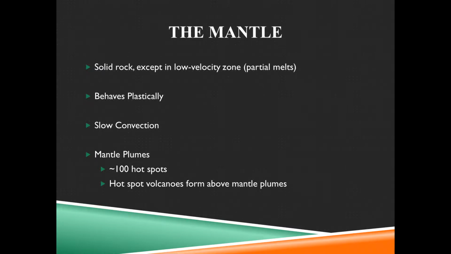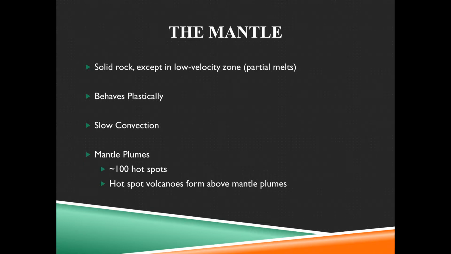So it's a low velocity zone. The mantle as a whole behaves plastically, even the solid parts. It's very slow convection. Something that we can see to help us grasp the idea of solids that can flow are glaciers, made of solid ice, but they flow, they move a couple meters a year. The mantle is much slower, but it's the same idea. There's so much pressure, and in the case of the mantle, so much heat as well, that solid rock can bend and flow and move.